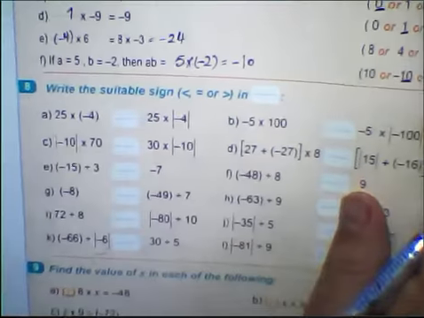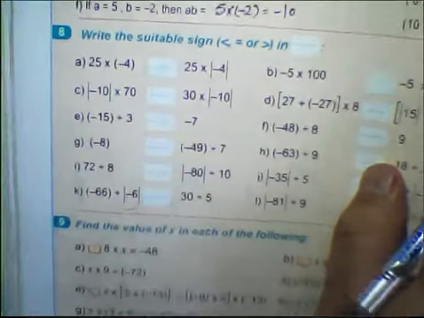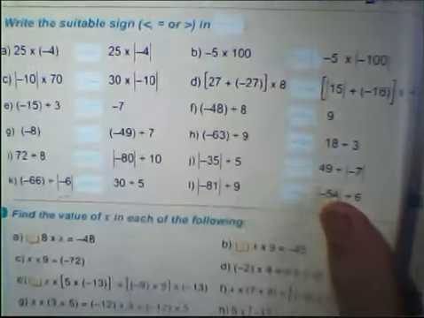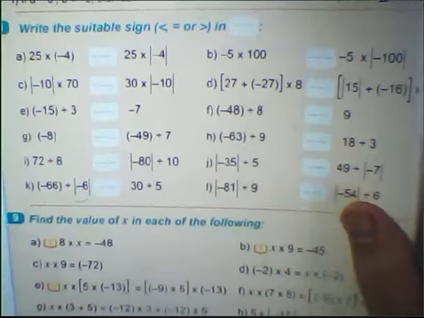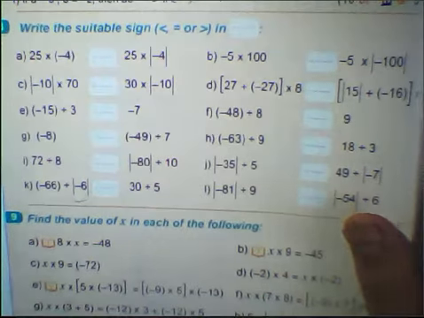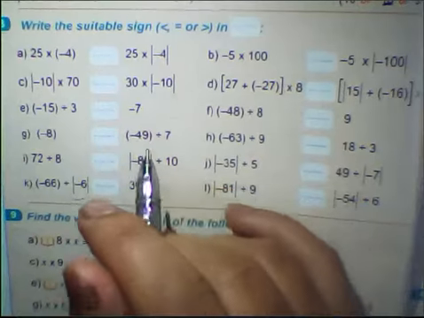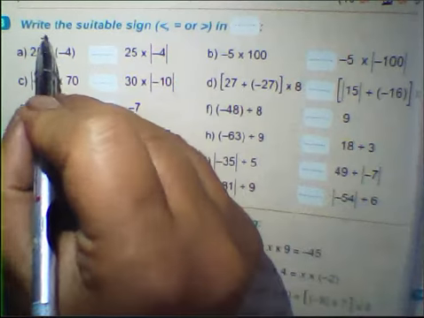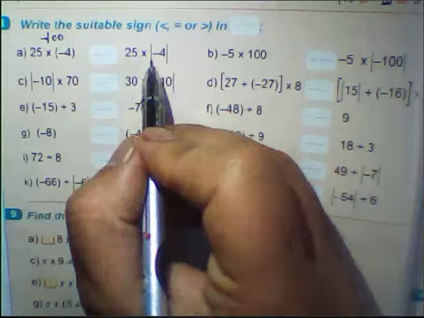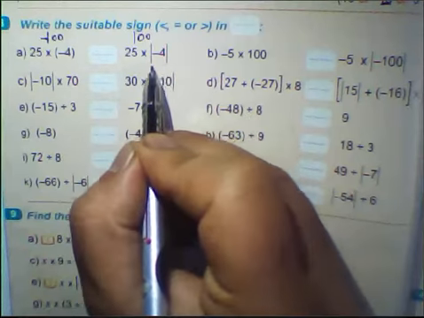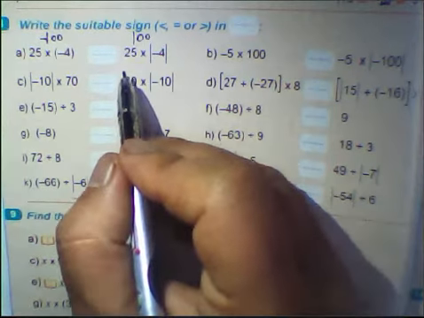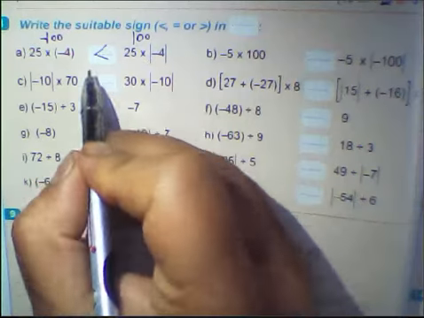Write the suitable sign: less than, more than, or equal to. Pay attention to this example, okay? 25 times negative 4 equals negative 100. 25 times 4 equals 100. The absolute value of negative 4 equals 4. 4 times 25 equals 100. So you write less than.